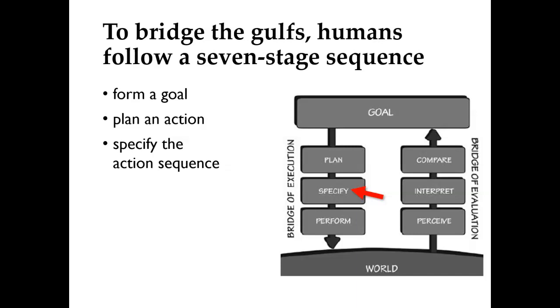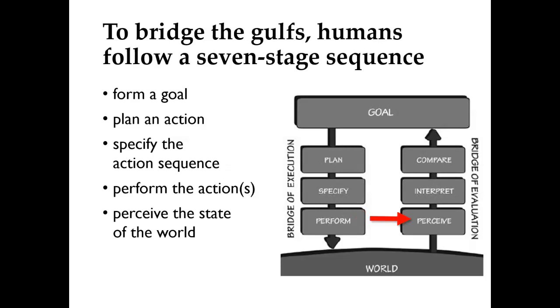After you've specified the action sequence, you're going to perform those actions, whatever they may be. I'm going to push the button. I'm going to pull the lever. I'm going to write a letter to my congressman. I need to ask mom. Whatever. Point is, performing the actions is the last step from getting from the goal state to changing the world.